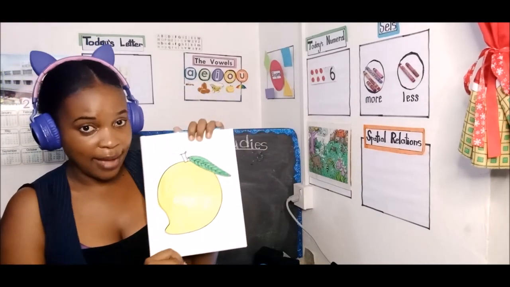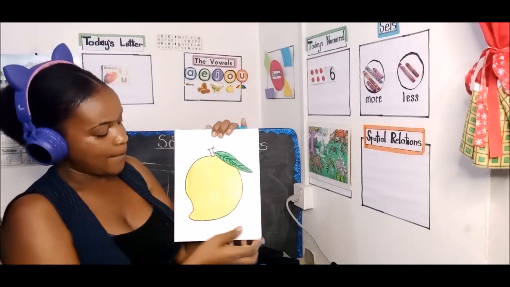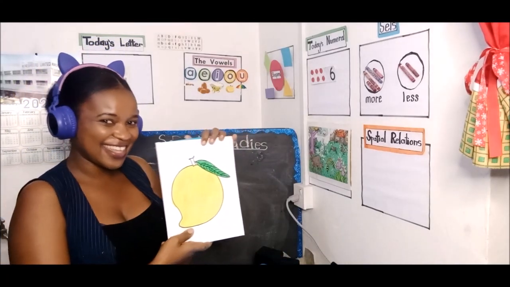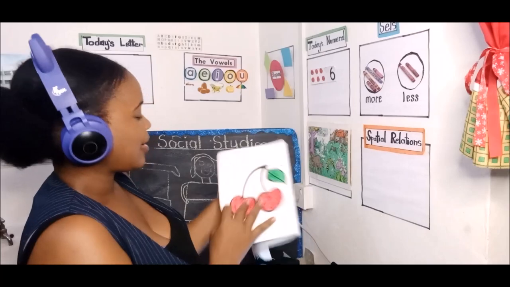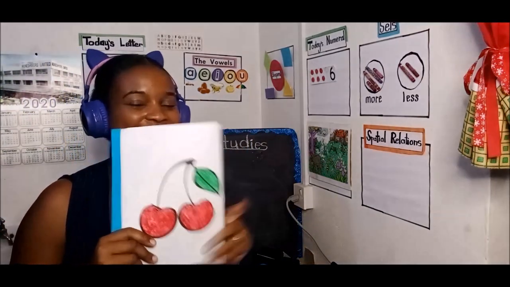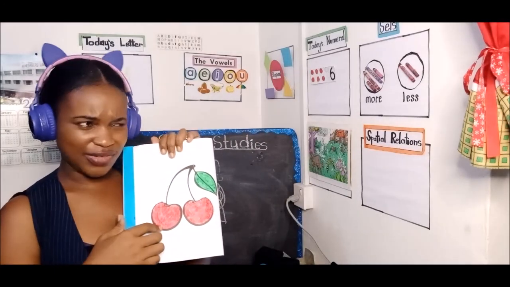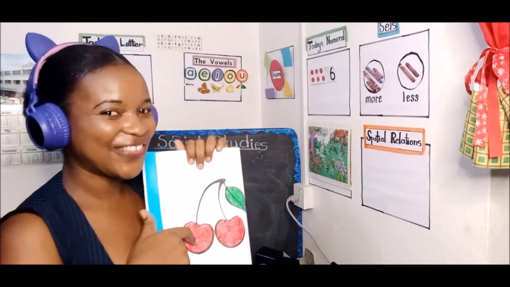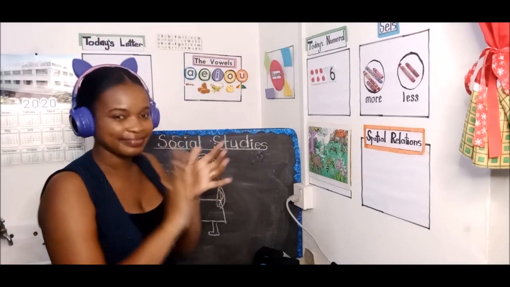They also sell mangoes. Okay, children? Let me see those of you who like mangoes. Yes, I love mangoes too. And then they also sell cherries. Okay? Now, is this a fruit or a vegetable? This is a fruit. Yes, give yourself a little clap.